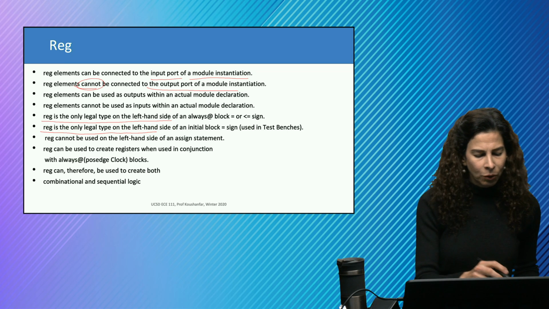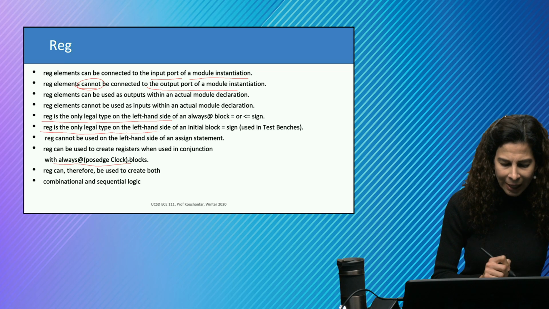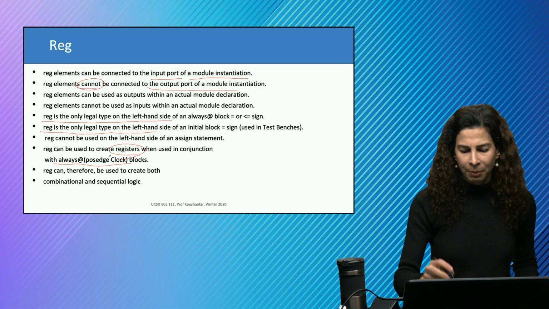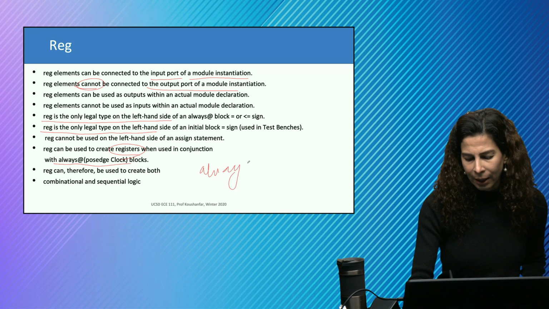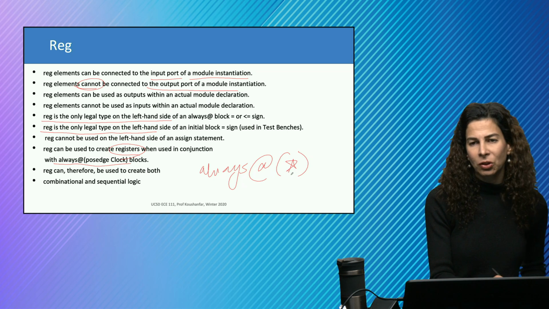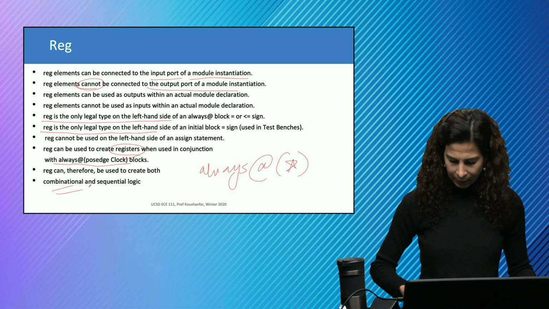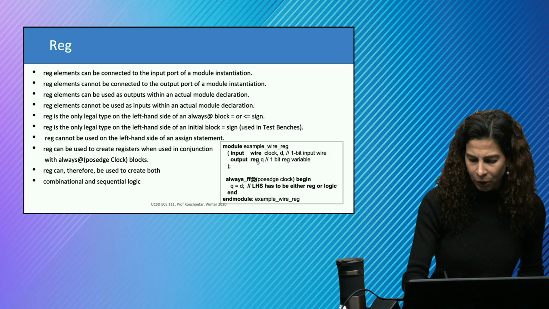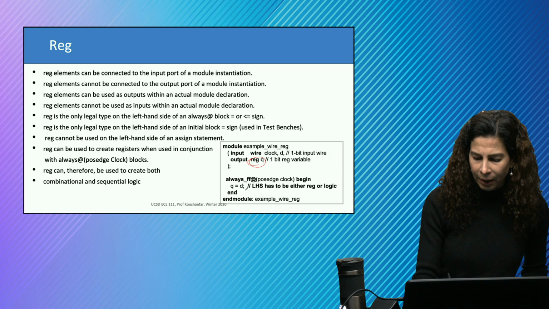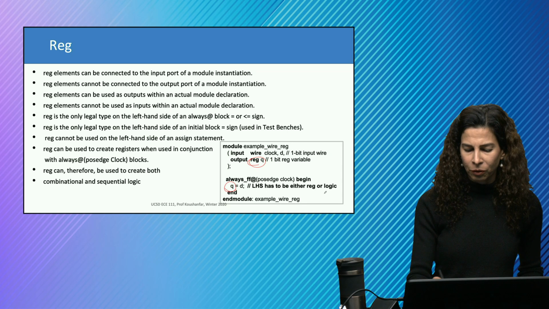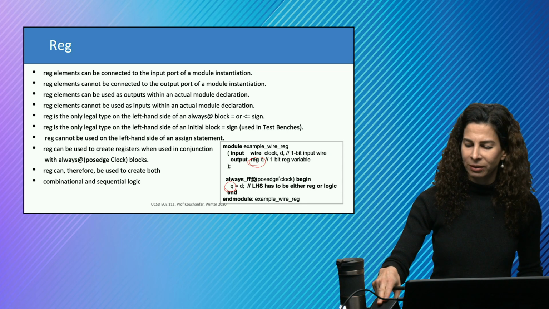Then, if you have always @ posedge, we're talking about real registers. But if you're talking about always @ star, for example, then we are talking about registers as a combinational element. Here we see an example of a register module that we are using on the left-hand side, which has to be either a register or logic if you're talking about a positive edge or a sequential logic.